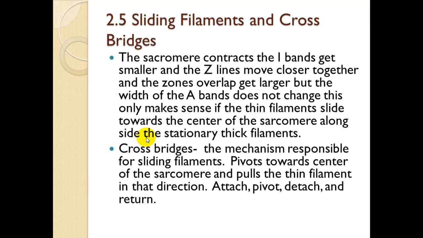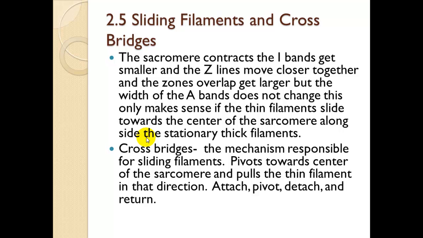Sliding filaments and cross bridges, and this is all talking about the same section that we're going to see a picture of here in a second. The sarcomere contracts, the I band gets smaller, and the Z lines move closer together. And the H zones overlap, they get larger, but the width of the A band does not change. This only makes sense if the thin filaments slide towards the center of the sarcomere along the side of the stationary thick filaments.